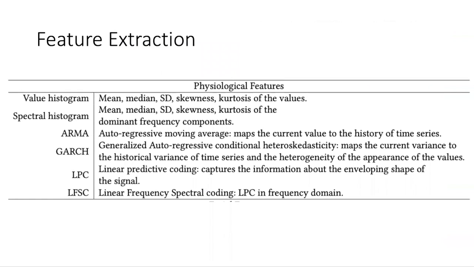From time series data of physiological features, we computed value and spectral histograms. We also computed autoregressive moving average, but we then moved on to a little bit more advanced features that were GARCH. It's basically similar to ARMA models, with a small difference: when the ARMA model captured the mean of the time series, GARCH models captured the variance of the time series. And also we captured information about the shape of the signal both in time and frequency domain.